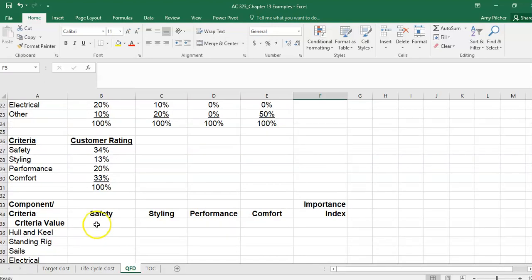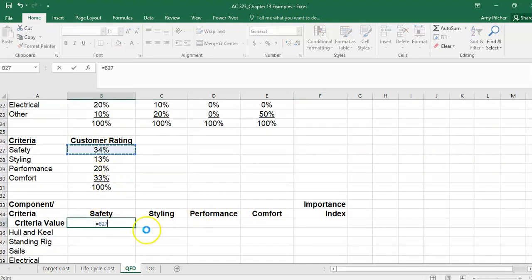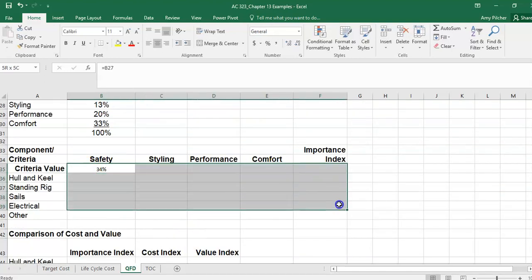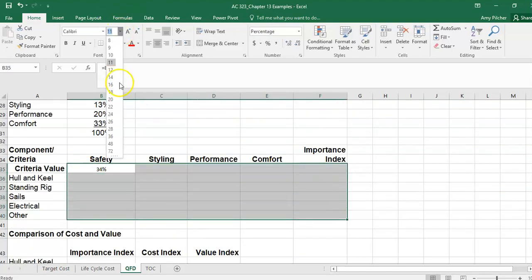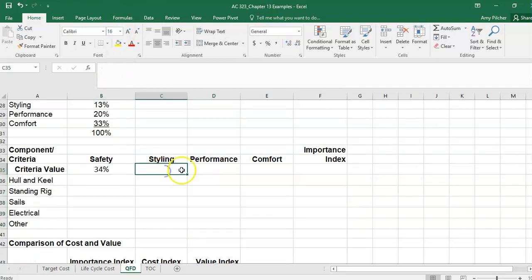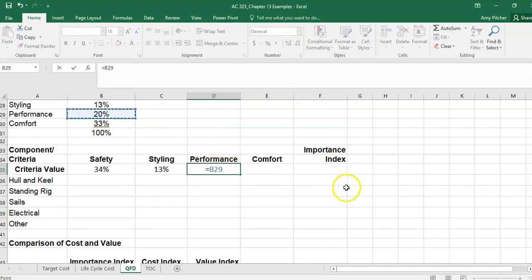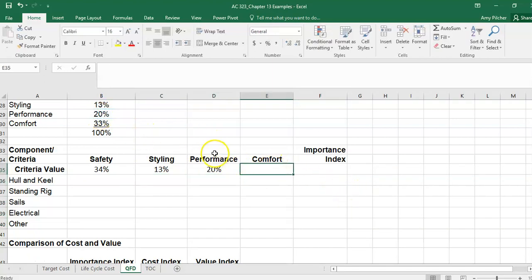So here we have our customer criteria value is 34%. And the styling rating is 13%. Our performance rating is 20%. And our comfort rating is 33%.